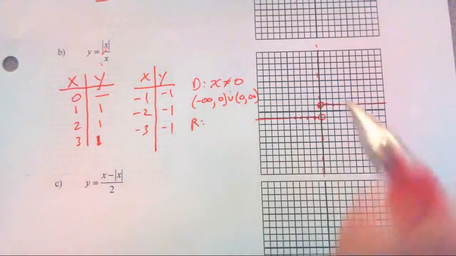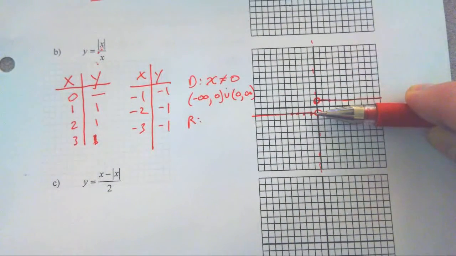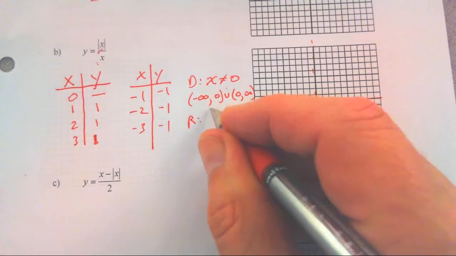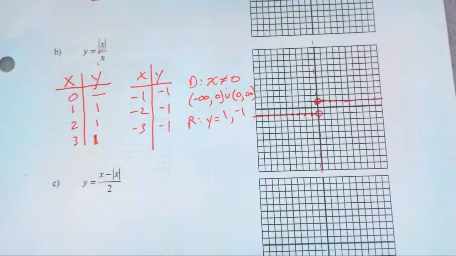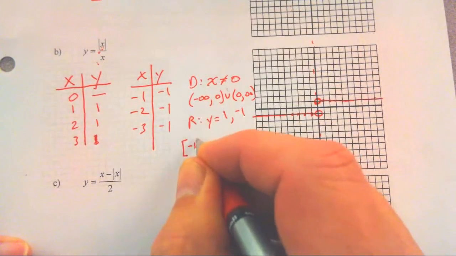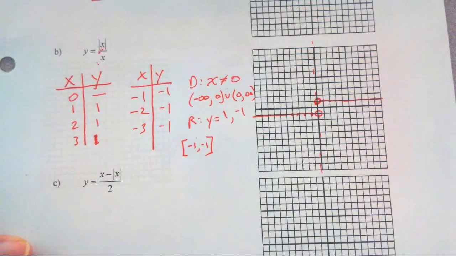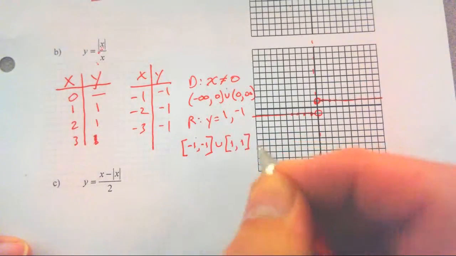Range, a little bit more interesting. As I scan from bottom to top, this thing only exists at negative 1 and at 1. Range would be f of x or y equals 1 and negative 1. And the question would be, what if we had to put that in interval? Boy, I don't think you're going to have to, but it's ugly. We'd say, well, it starts existing at negative 1 and continues to exist only to negative 1. Or it starts at 1 and stops at 1.